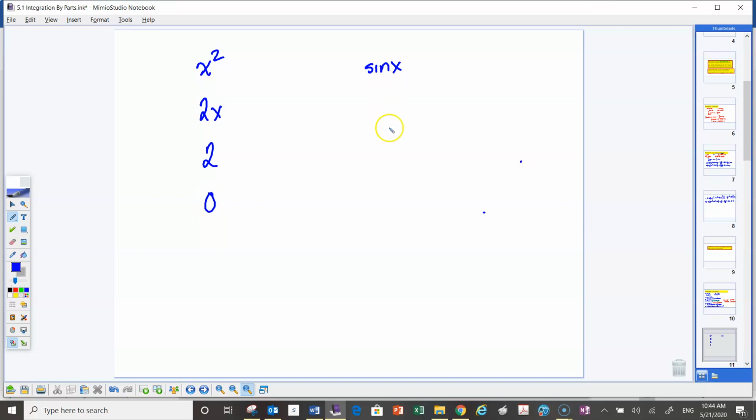And I'm going to integrate down this column, and I have to go down 3 times because I took the derivative of the first term until I got down to 0, and now I integrate. Well, the integral of sine is negative cos. The integral of negative cos is negative sine. And the integral of negative sine is cos.